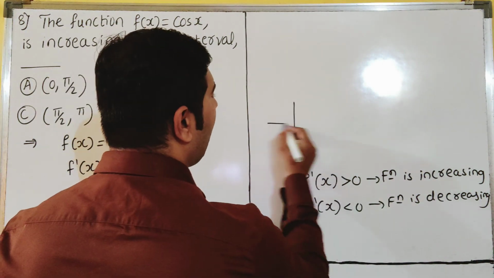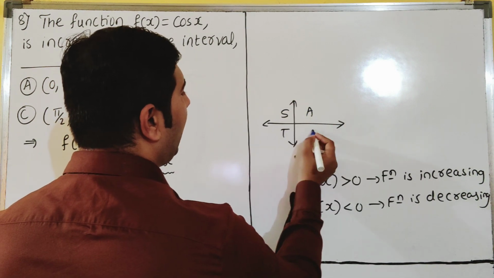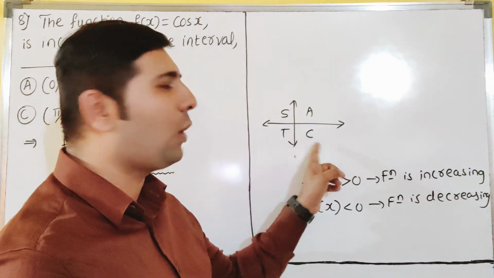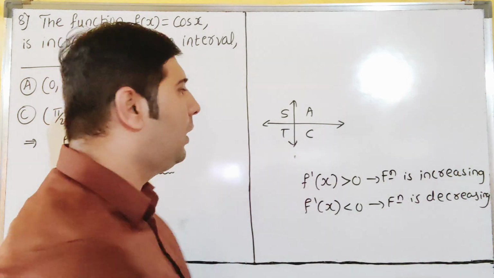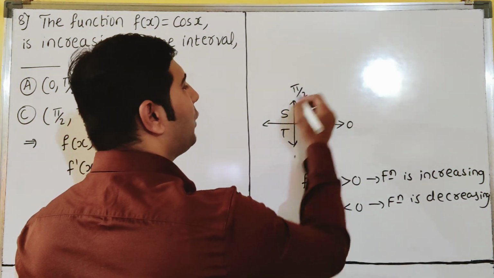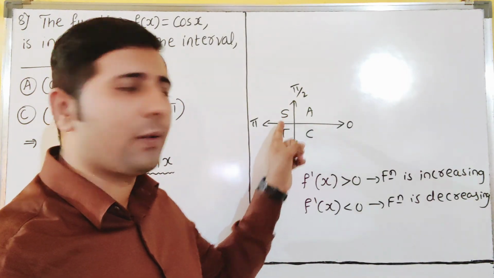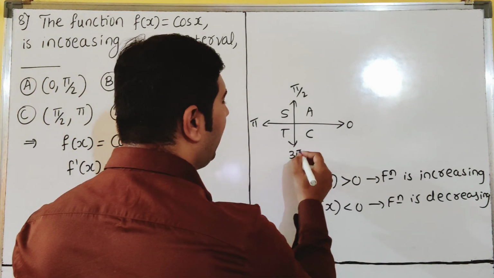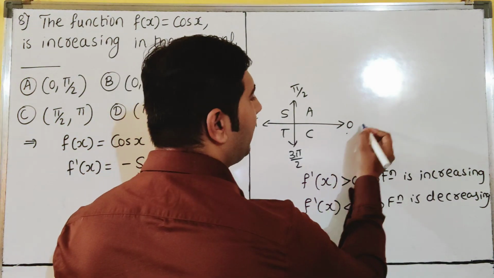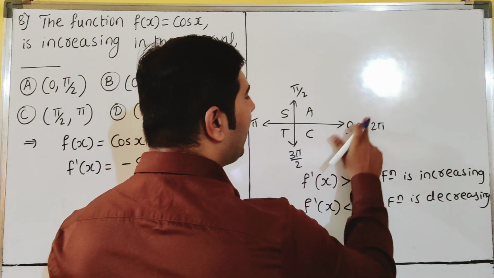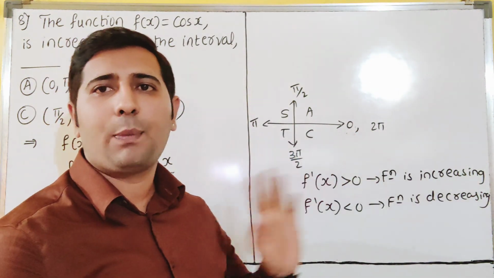You already know this from school to college: A, S, T, C, after school to college. A means all are positive in this interval. All the ratios are positive from 0 to pi by 2. From pi by 2 to pi, sine and cosec are positive, dear students. From pi to 3 pi by 2, tan and cot are positive. From 3 pi by 2 to 2 pi, cos and sec are positive, dear students.